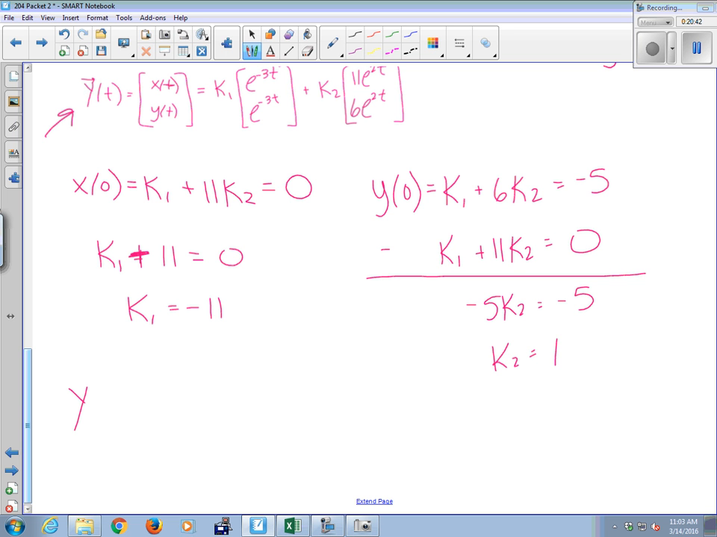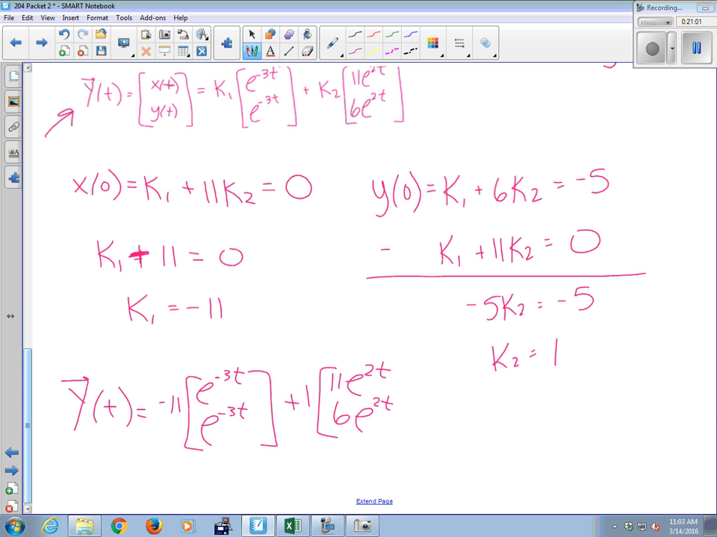So we're going to have y equals -11 e to the -3t times (1, 1) plus 1 times e to the 2t times (11, 6). And again, distribute or don't distribute these values of K1 and K2, I don't care. Doesn't matter.